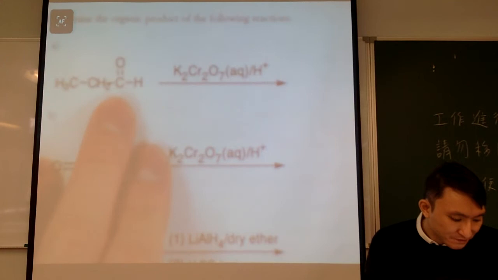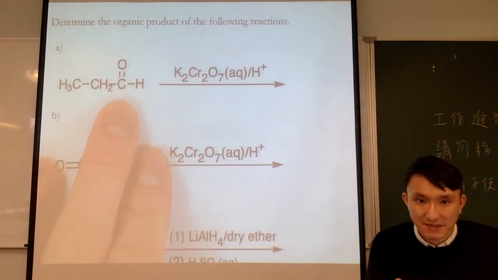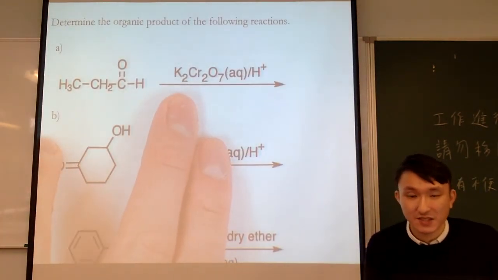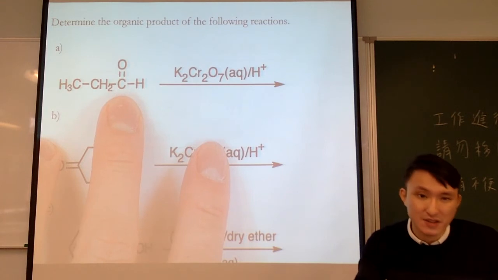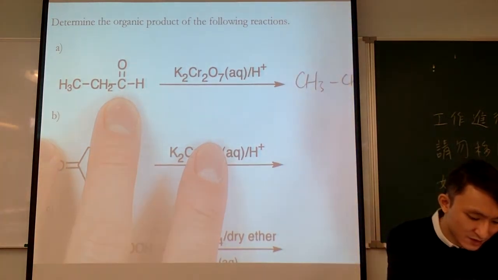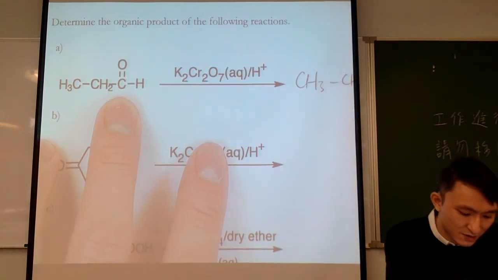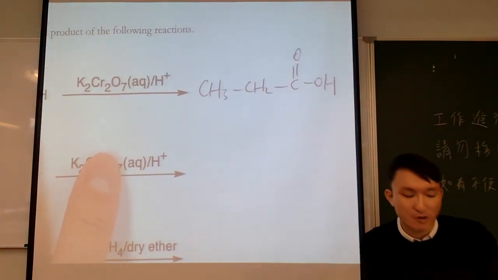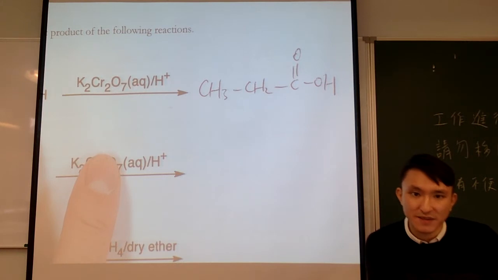This one is an aldehyde, right? And this is an oxidizing agent. So aldehyde can be oxidized to carboxylic acid. So we have this one, propanoic acid.